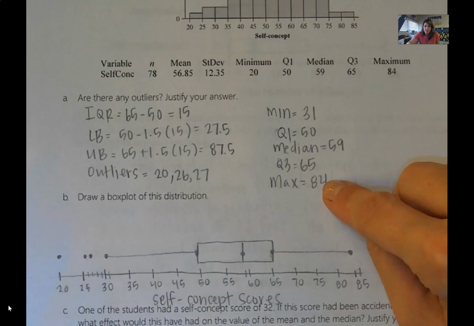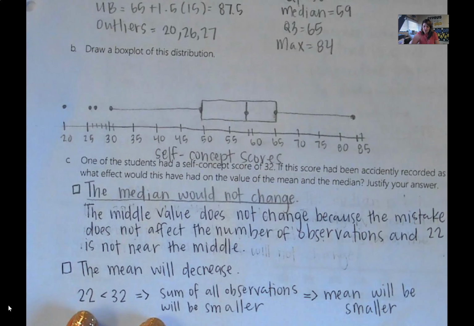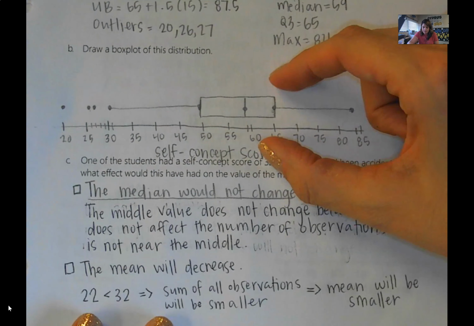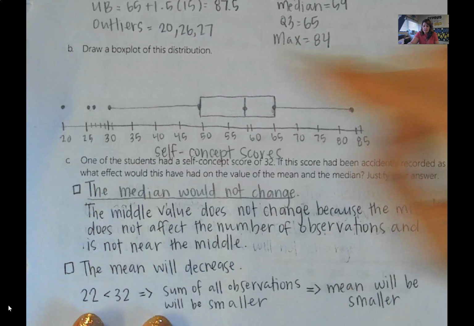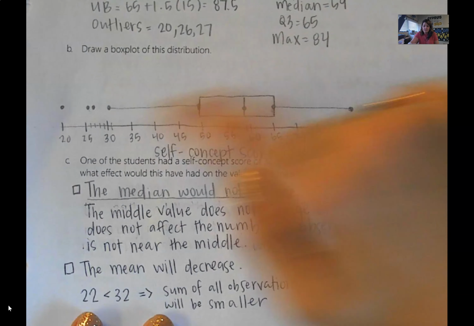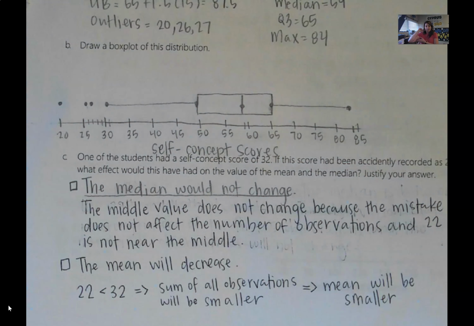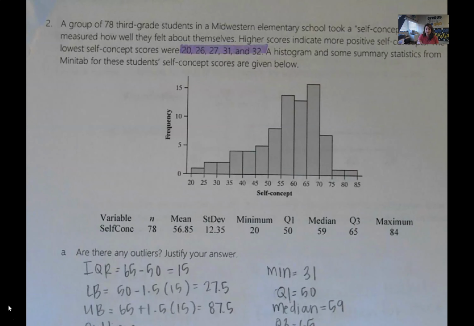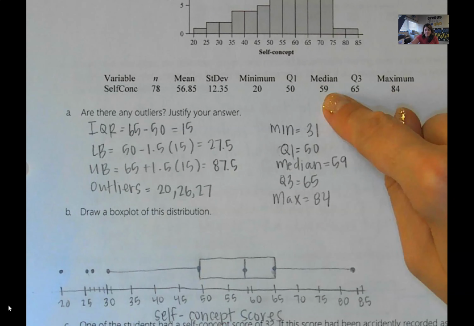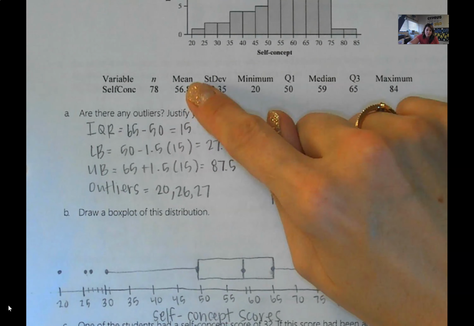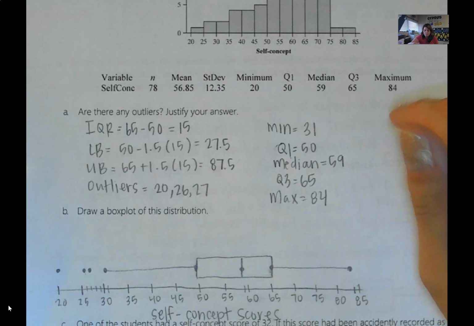Quartile 3 is 65 and the max is 84. So I build my x-axis off of that. I should have spaced this out a little bit better, but you know, that's life. I labeled my x-axis self-concept scores, went from 20 to 85, scaled by 5s, and this is what my box plot looks like. Thinking he's skewed to the left. Definitely thinking he's skewed to the left, which the histogram totally shows. The mean is 56 and the median is 59, so it is a little bit skewed to the left. Your mean is less than your median.